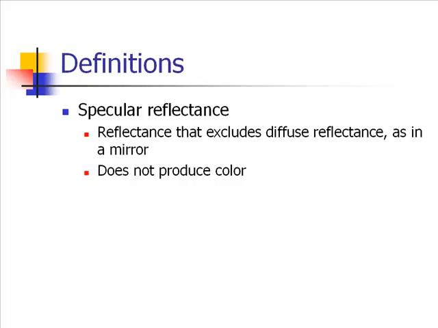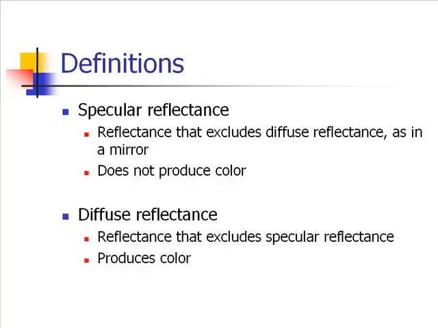And diffuse reflection or reflectance is the reflectance that excludes the specular reflectance, and that's what produces color. So we really have two types of reflectance off of the surface. Diffuse, which comes off as the color of the object, and specular reflectance, which is really just a mirror-like or exact replica of the light source itself and does not have color to it. So if you happen to be looking at that angle and there's a bright light, it'll look like glare. There's another way of describing it. You don't see color, you just see basically the light source.